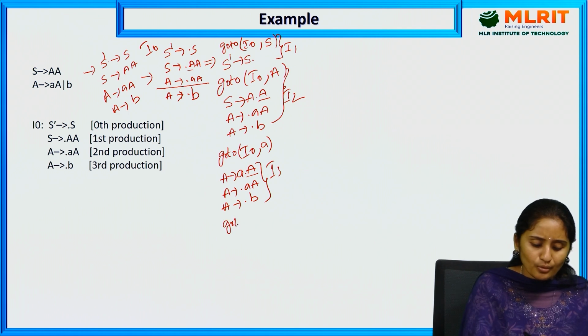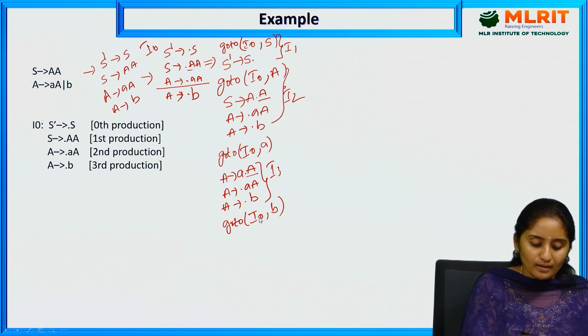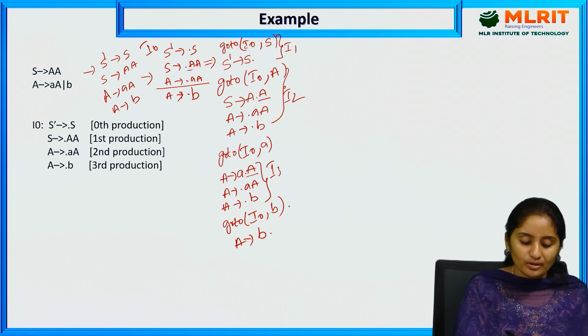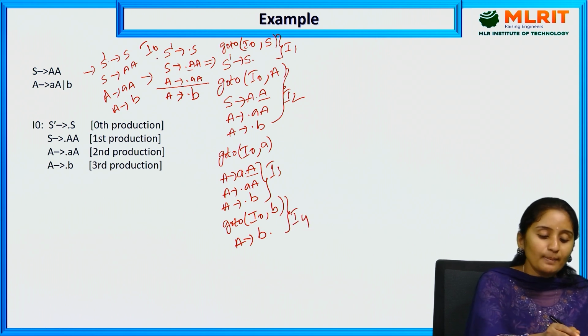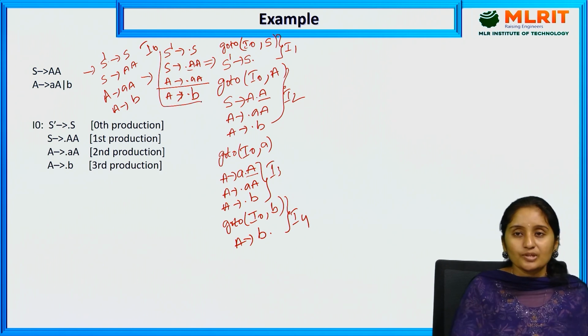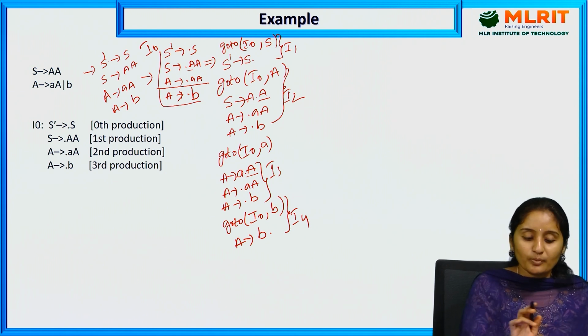Next, goto I0 comma B. The last production I have is with B, so A tends to B dot. This is nothing but the I4 state. So I have completed reading the I0 productions. We need to read all the productions of each state. The I0 productions are completed, so next we move to the I1 state.